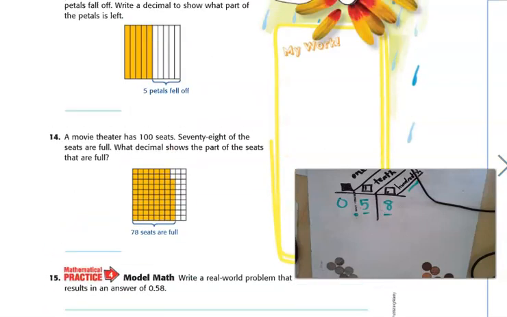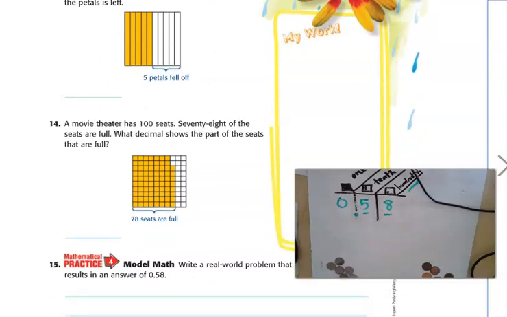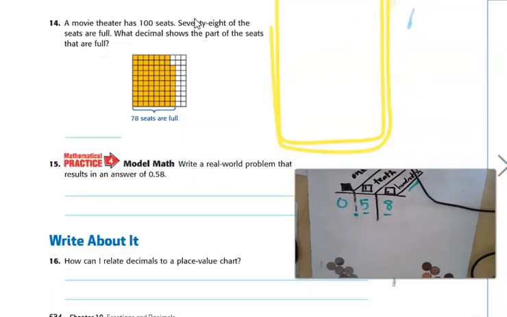You can draw or think of something that might have 100 pieces, or you can think of a place that might have 100 seats and make up your own problem. Maybe instead of a movie theater, you're at some other kind of event, a concert or something where they would have a lot of seats. And you're just going to ask what decimal would represent this number. You can even do it with your dimes and your pennies if you choose.